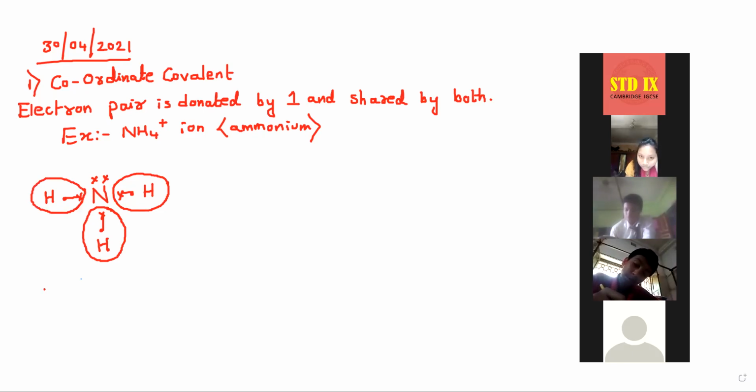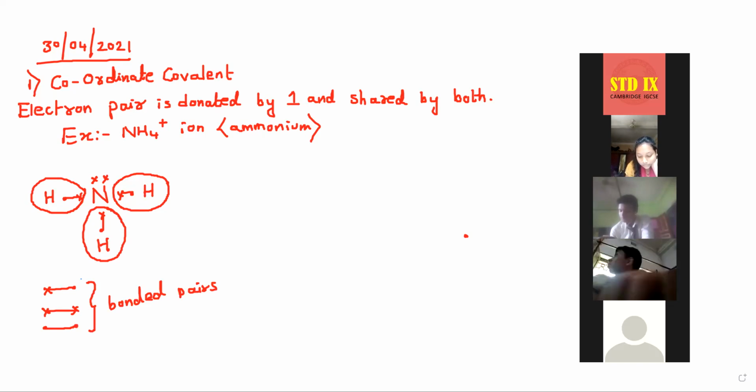Now this and this, where you can see the dashes are there. This, again a dash, or this, with a dash. These are called bonded pairs. And if you only see 2 dots like this, or 2 crosses, these are called lone pairs.